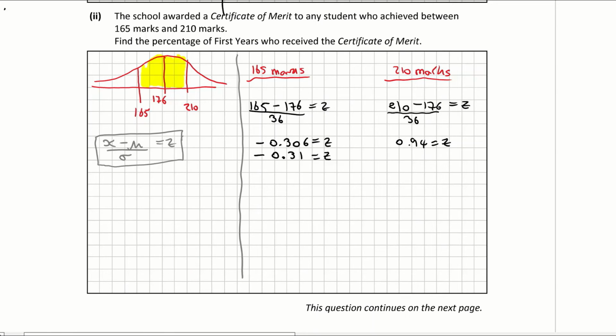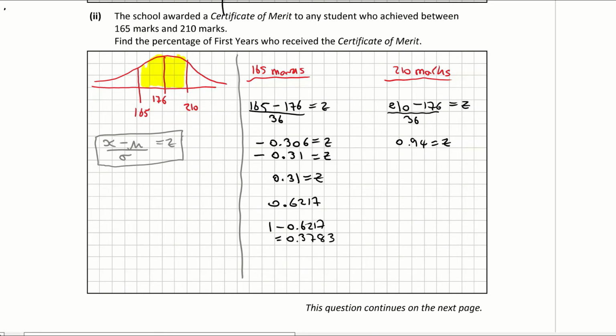I'm going to go to my log tables and look up positive 0.31 because I don't have negatives, it's symmetrical. And when I look up positive 0.31, I'm getting a z-score probability of 0.6217. Now I need to subtract this from 1, which gives me 0.3783. I'm subtracting that from 1 because I had a negative z-score.